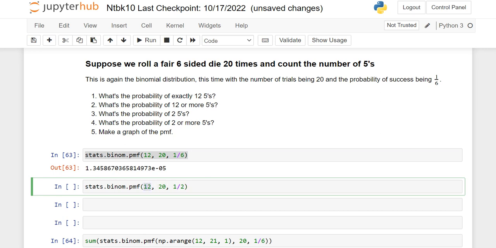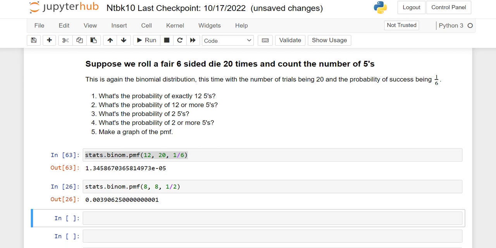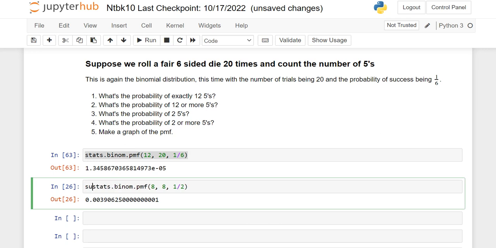What's the probability of her getting 8 out of 8 trials correct if she's guessing at random? And the answer is, well, it would be 0.39%. So it's less than 0.4% chance of her getting all 8 correct. And we can do the same thing. We can take the sum of some things here, right?